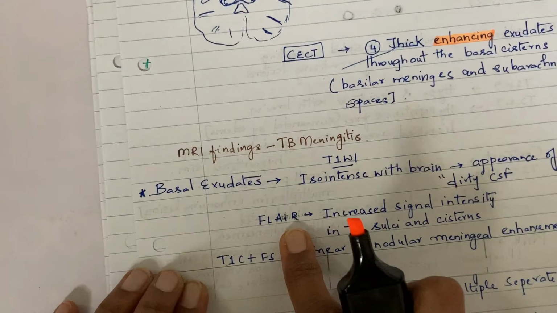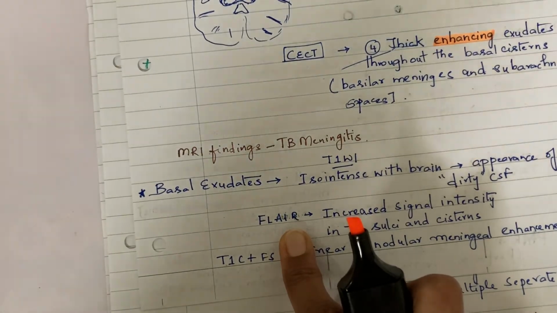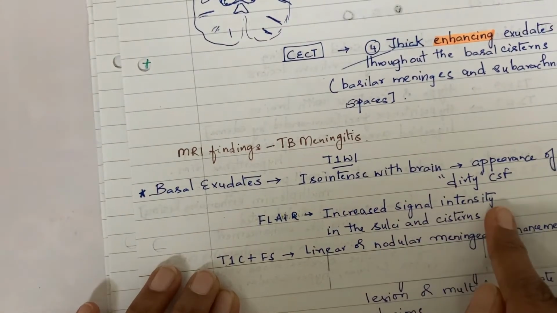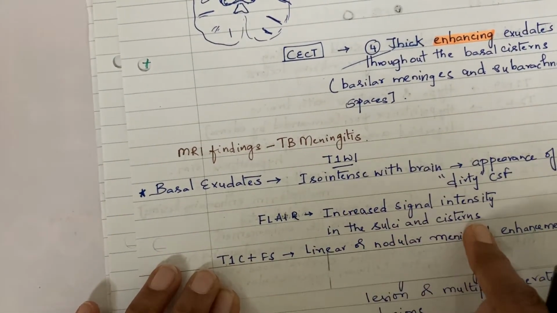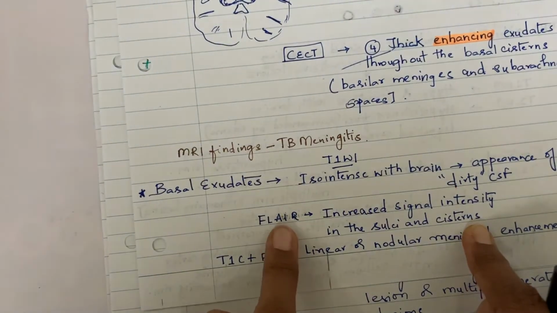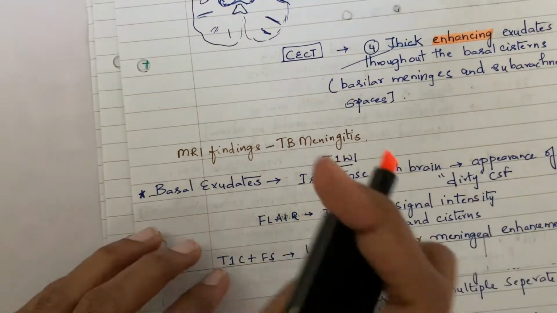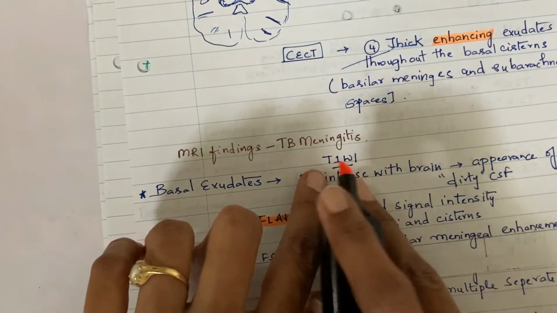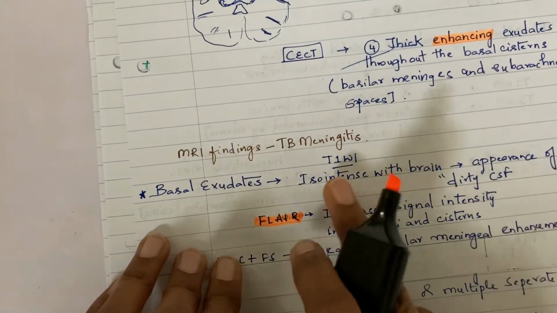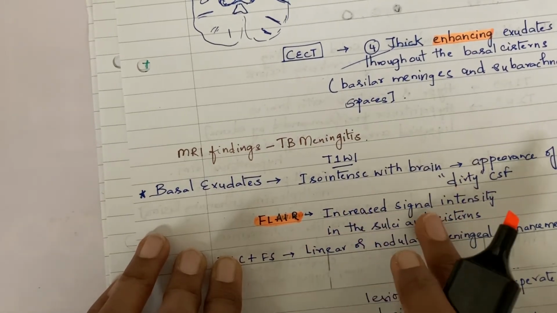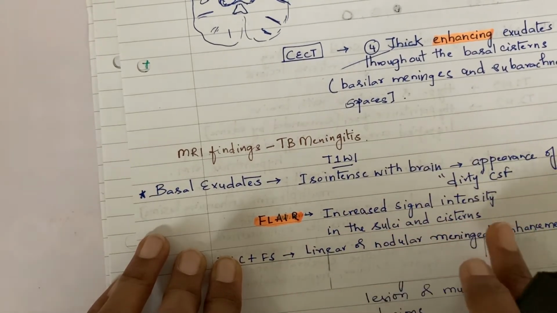Then the most important sequence we have to take is FLAIR. On FLAIR, they appear as increased signal intensity in the sulci and cisterns. In any case of TB meningitis, FLAIR is one of the important sequences. So on T1, it appears like dirty CSF, isointense to brain. On FLAIR, there will be increased signal intensity in the sulci and cisterns.